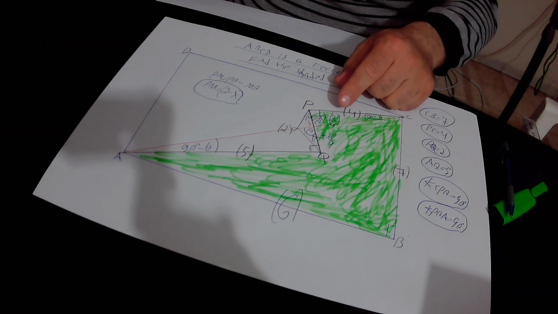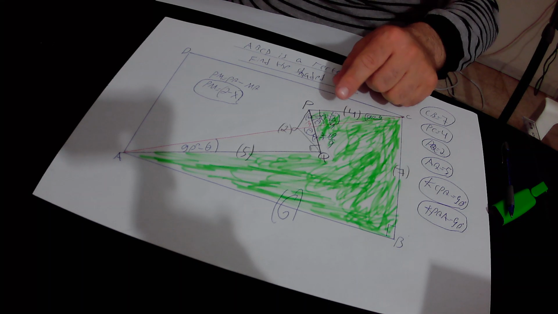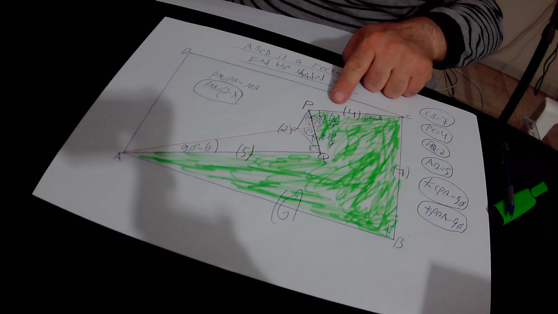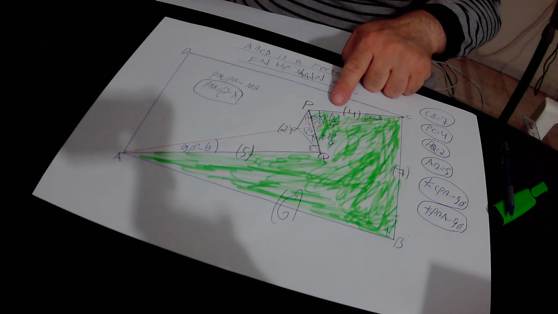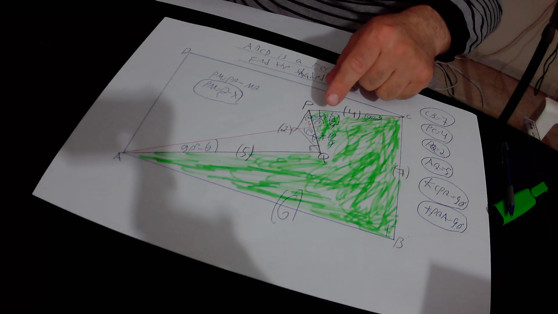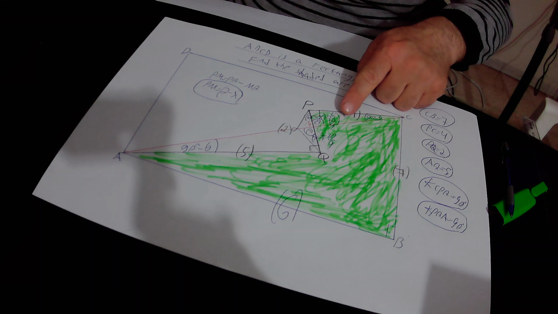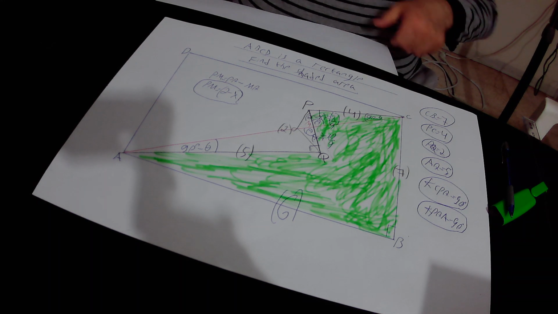According to what we already found, PM equals 2 minus x. X is 10 over 9, and therefore 2 minus 10 over 9 is 8 over 9. So in conclusion, PM equals 8 over 9 units in length.